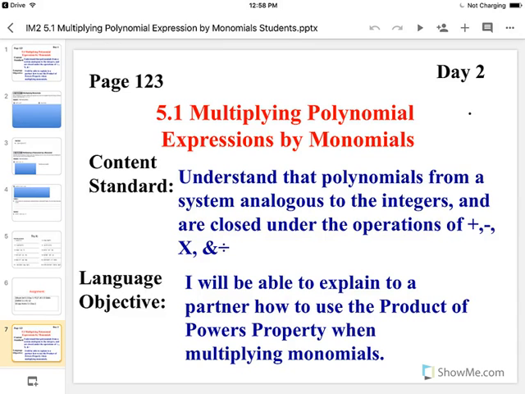Module 5.1 Day 2, Multiplying Polynomial Expressions by Monomials. Content Standard: Understand that polynomials form a system analogous to the integers and are closed under the operations of addition, subtraction, multiplication, and division. Language objective: Students will be able to explain to a partner how to use the product of powers property when multiplying monomials.